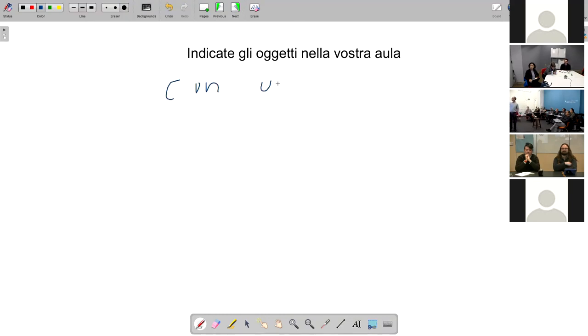Con un compagno. O compagna. Indicate gli oggetti che vedete nella vostra aula. So indicate with your friend the objects that you see in your classroom. Take 1 minute and do this using the words that we've just learned.